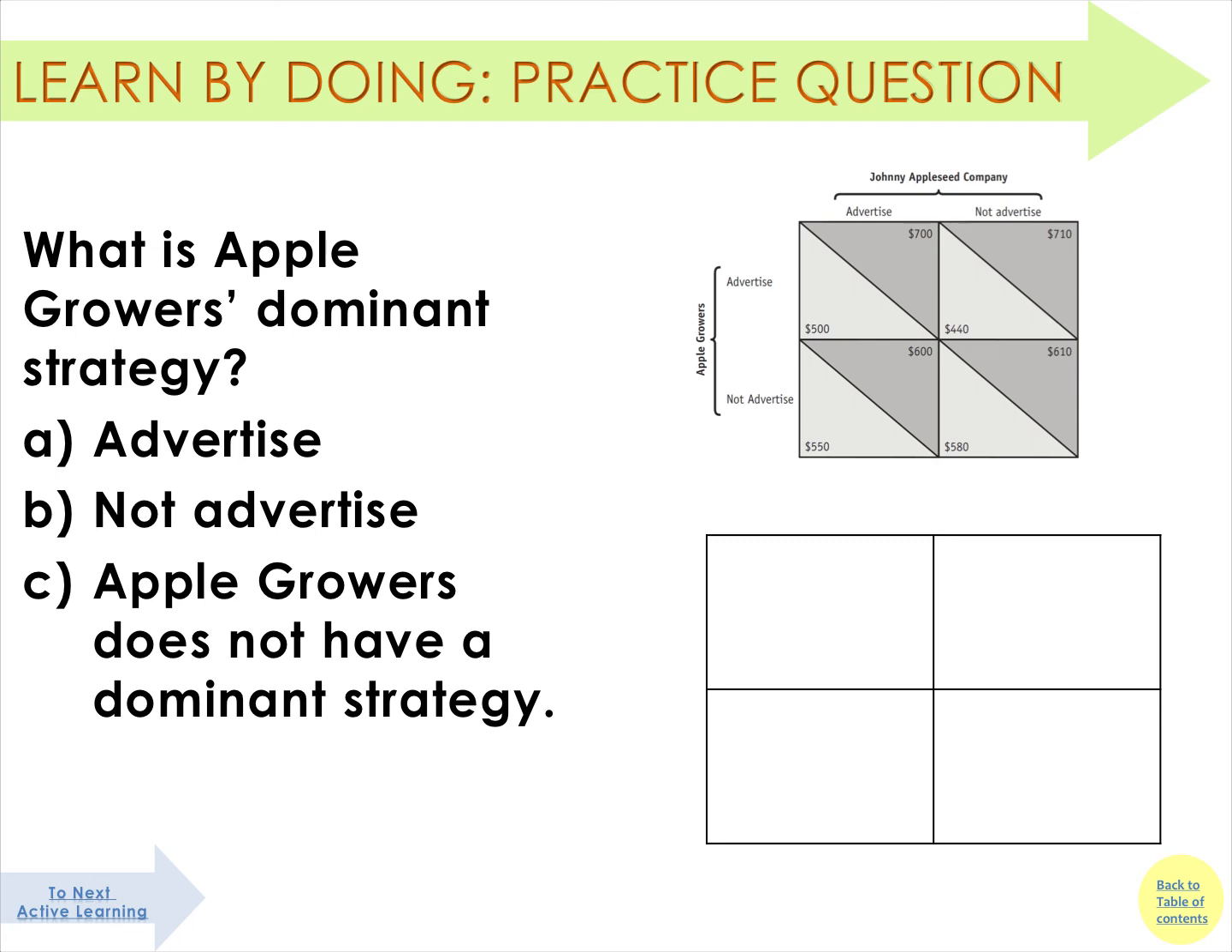All right, so here's another game. To advertise or not advertise. Johnny Appleseed, they're our column player, so their payoffs are going to be on the right. They not advertise, 710 or 610. A little bit better than advertising, 700 or 600. So, maybe advertise? But apple growers, what's their dominant strategy? So they're on the bottom here. They get 500 or 440 if they advertise. But if they do not advertise, this game payoff is 550 or 580. It seems as if maybe not advertise is the better strategy here.